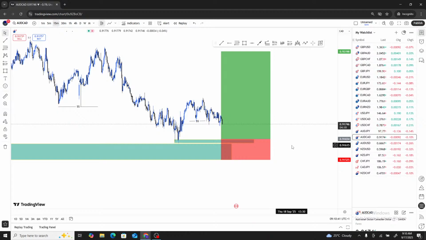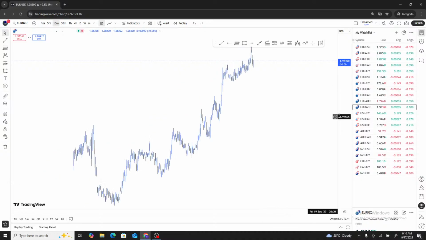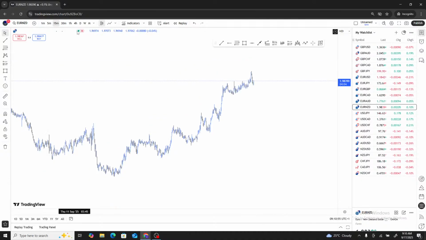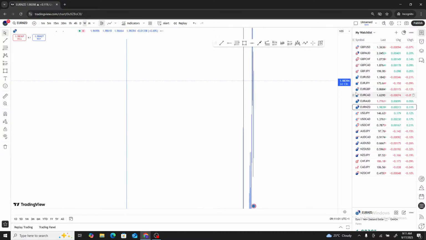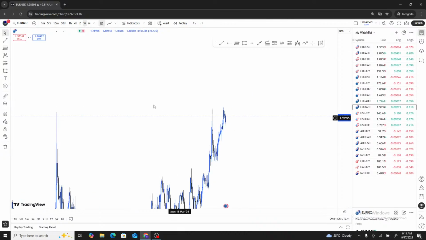So right now we'll be watching and looking at all these pairs to see. Let's check Euro NZD. Euro NZD is on a massive what? Massive buy. The buy is massive.